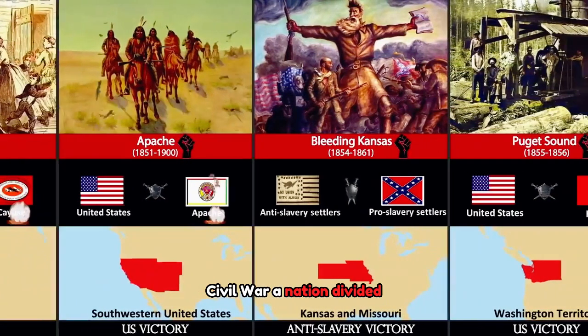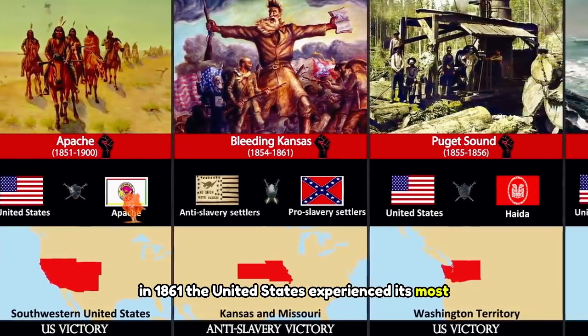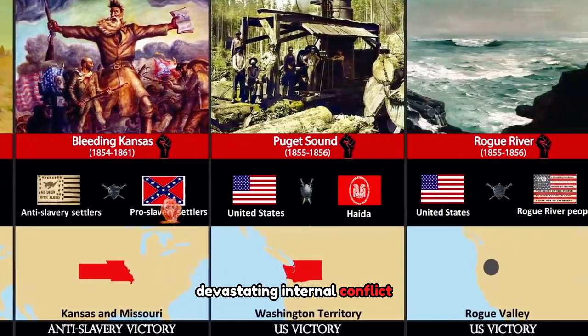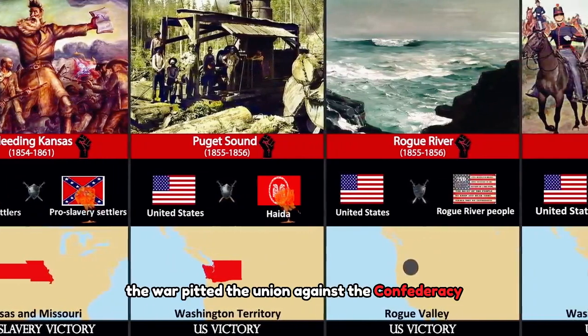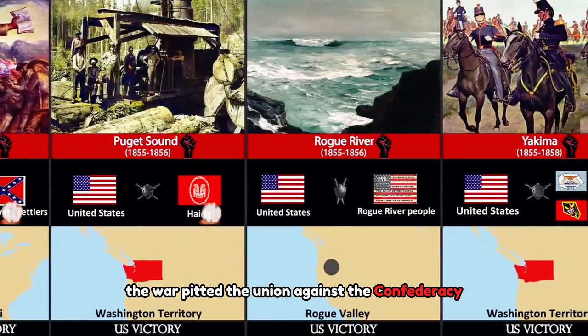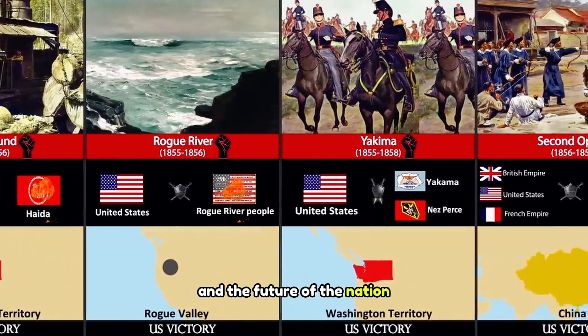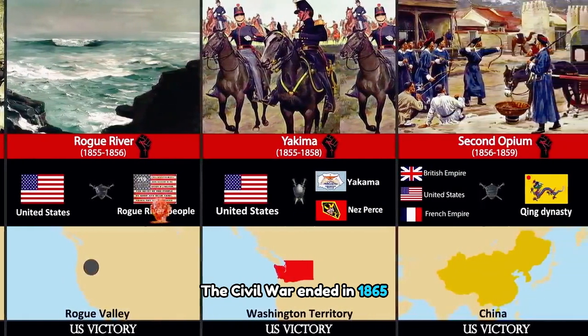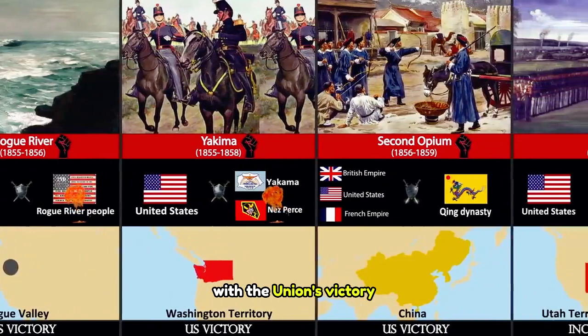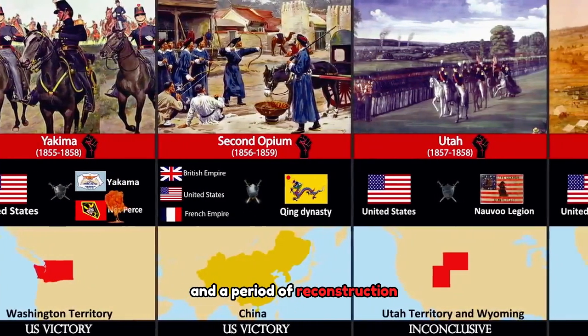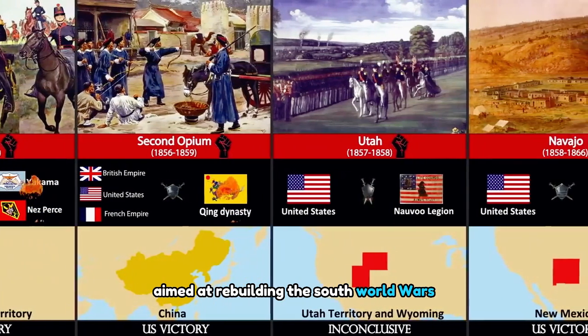Civil War, a nation divided. In 1861, the United States experienced its most devastating internal conflict, the Civil War. The war pitted the Union against the Confederacy over issues of slavery, states' rights, and the future of the nation. The Civil War ended in 1865 with the Union's victory, leading to the abolition of slavery and a period of Reconstruction aimed at rebuilding the South.